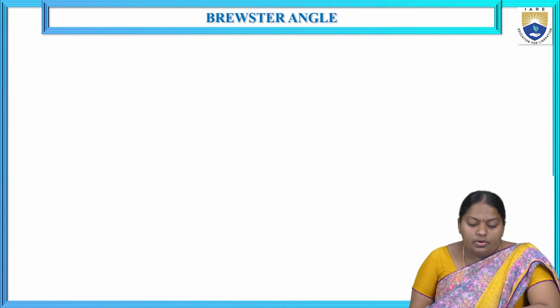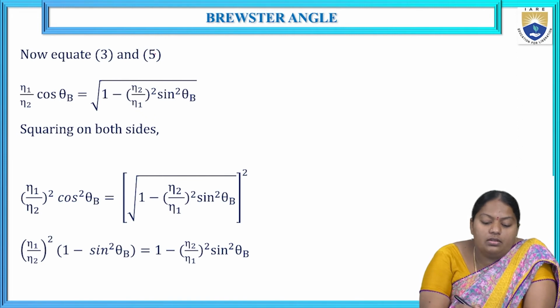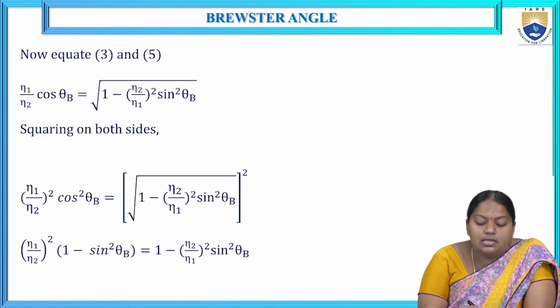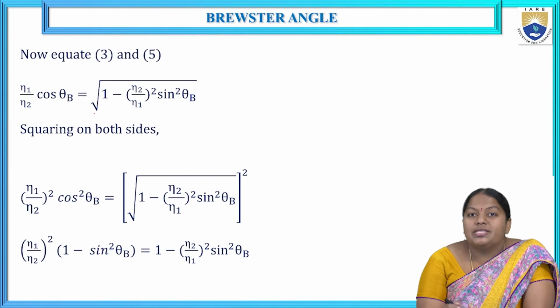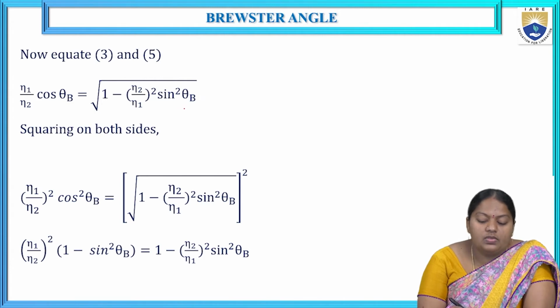Okay, so from all this, if we equate those relations for cos theta t, then eta 1 by eta 2 cos theta b equal to root over 1 minus eta 2 by eta 1 whole square into sine square theta b. Right? So eta 1 and eta 2 represent here the intrinsic impedances of both the dielectric surfaces. Now, eta 1 by eta 2 into cos theta b equal to root over 1 minus eta 2 by eta 1 whole square into sine square theta b.